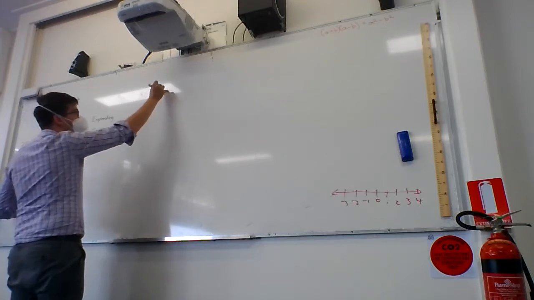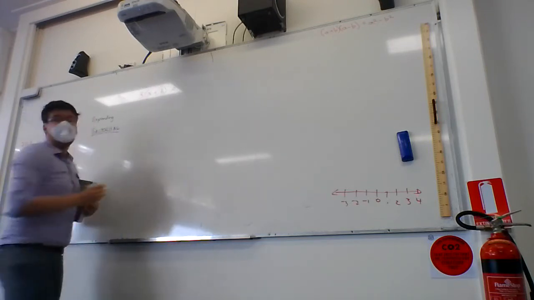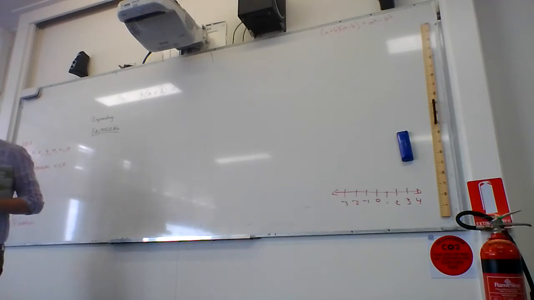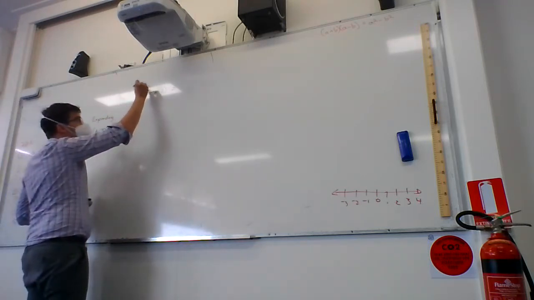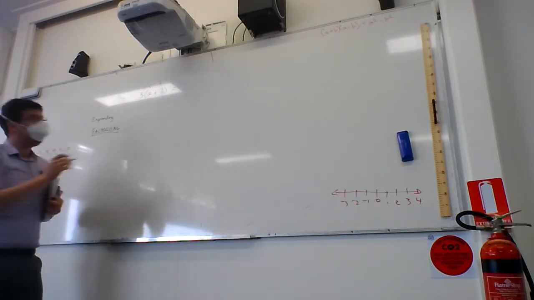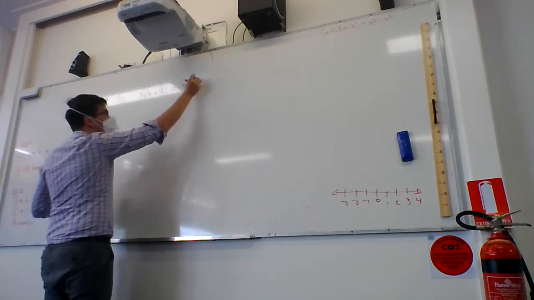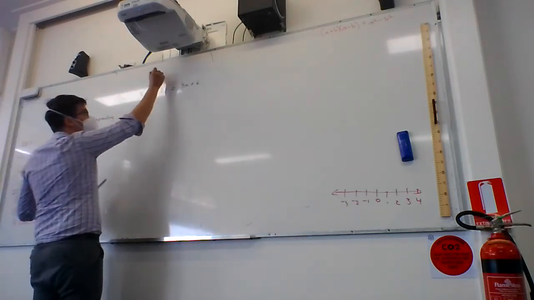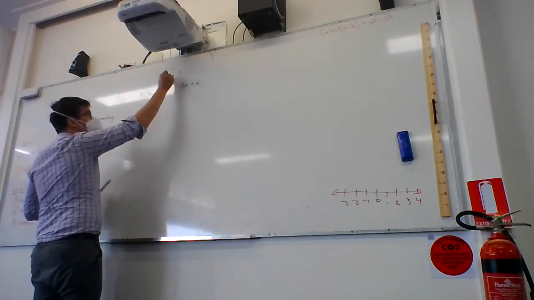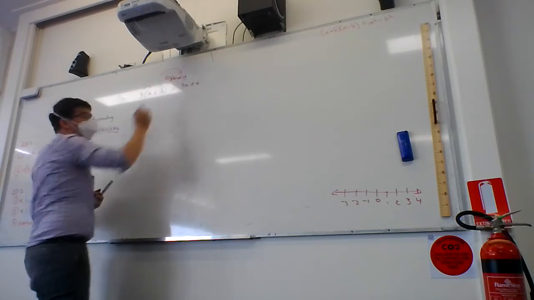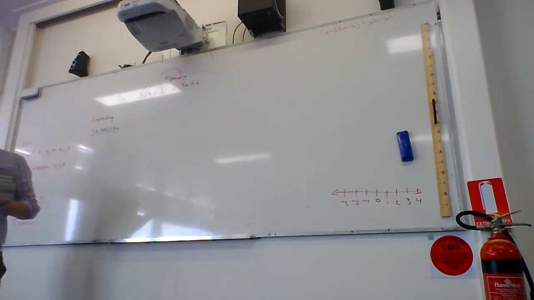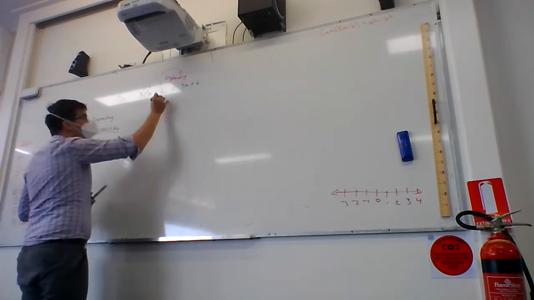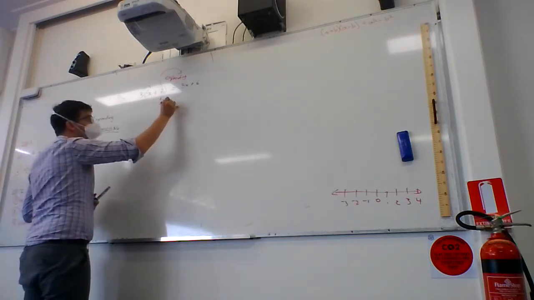So we've looked at something like this: 3 bracket x plus 2. We've expanded that out, haven't we? What happens when we expand that out? 3x plus 6. Good. So that process going that way is called expanding. But the process going backwards is called factorizing.